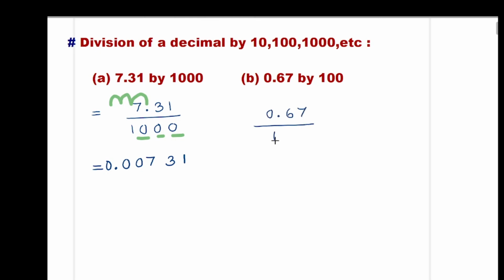Similarly, 0.67 by 100. Again, the point is shifted towards the left by how many digits? 2 digits. Earlier the point is here, now it will be shifted towards the left by 2 digits. But we have only 2 digits, so we require 2 more digits. To make it 2 more digits, we have to put 0s. So this is the answer.